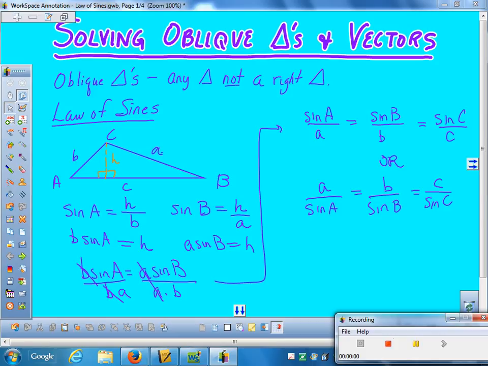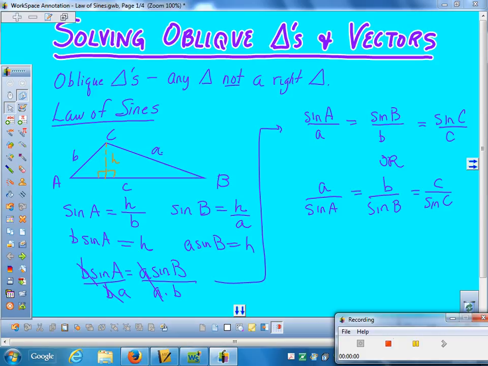Wouldn't it be nice if we had all the A's on one side and all the B's on the other side? So somebody said, let's divide the A over to the left and the B over to the right, so that we get our A's and B's on the same side of the equal sign. They canceled out B and A. You can do it in one step or two. So now you have the sine of angle A over side A is equal to the sine of angle B over side B.